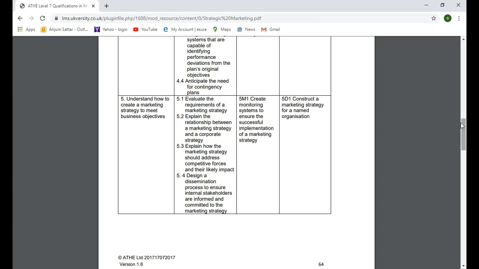Then next, 5.1: if you want to work toward a monitoring system, how can we develop a monitoring and audit system within our organization to achieve our organization's objective of an effective marketing strategy? Here we need to construct a marketing strategy. If you want to launch any product, what marketing strategy will you use to achieve the distinction if you address this criteria?